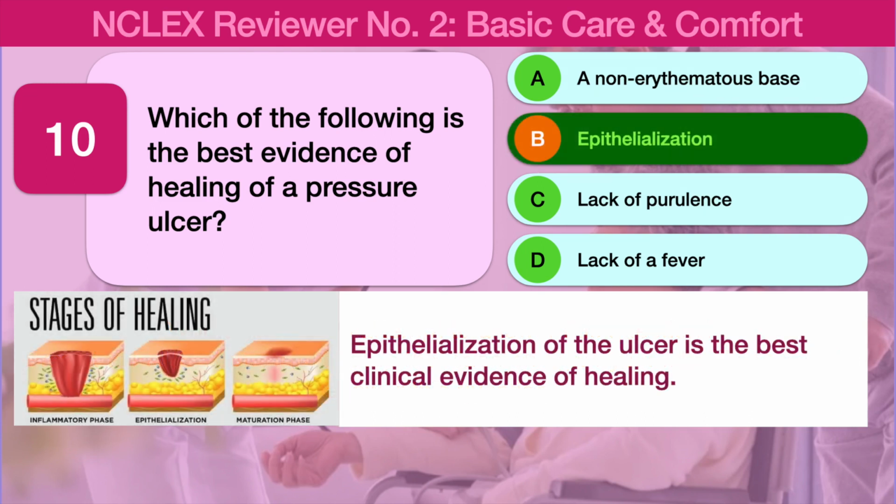The correct answer is B. Epithelialization of the ulcer is the best clinical evidence of healing. Epithelialization is a process where epithelial cells migrate upwards and repair the wounded area. This process is the most essential part in wound healing and occurs in proliferative phase of wound healing.